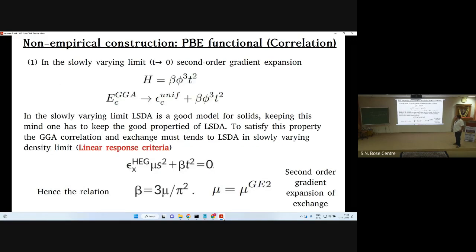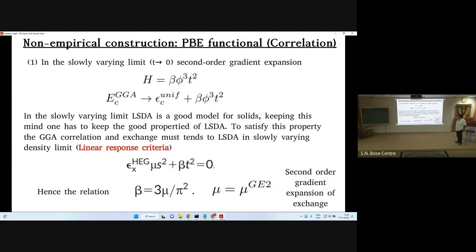So what is happening? I said that there is a slowly varying limit and a rapidly varying, high density limit. In the slowly varying limit, when you do this expansion, you have the second order gradient expansion, fourth order gradient expansion, and all these things. So you do the plane wave analysis. When you do the local density approximation, there you have used the plane wave. Similarly, here you have this second order density gradient expansion, and then you use the linear response criteria and come up with these functionals.